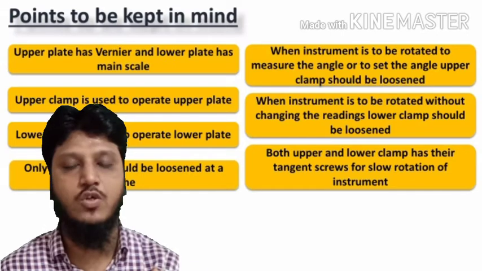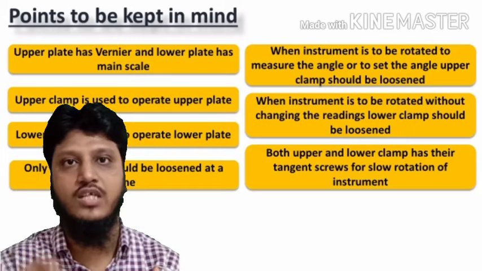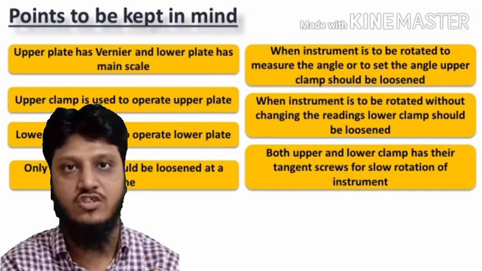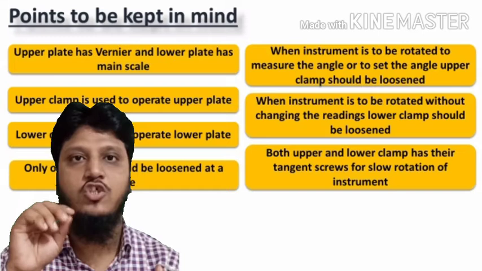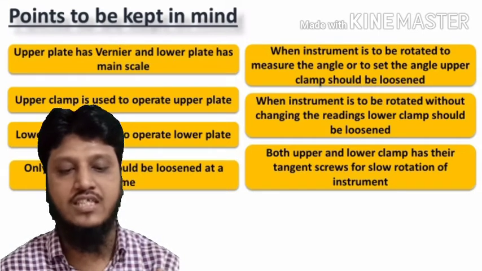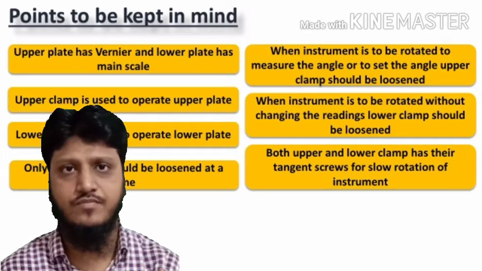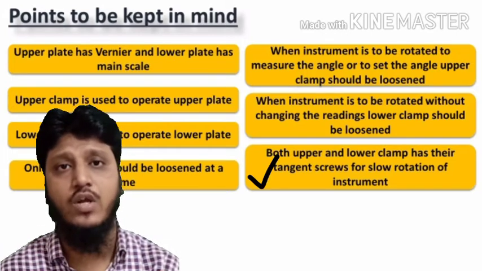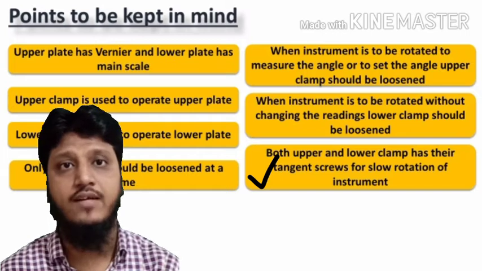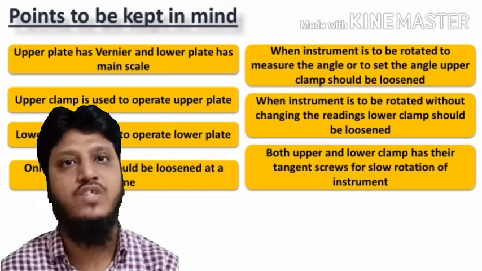Then when the instrument is to be rotated without changing the readings, the lower clamp should be loosened. If you want to rotate the instrument but you want no reading to be changed, in that case you need to loosen the lower clamp and then rotate the instrument. Lastly, both upper and lower clamps have their tangent screws for slow rotation of the instrument. When you tighten the upper or lower clamp, whichever you are using, after that you can use the tangent screw for slow rotation of the instrument.